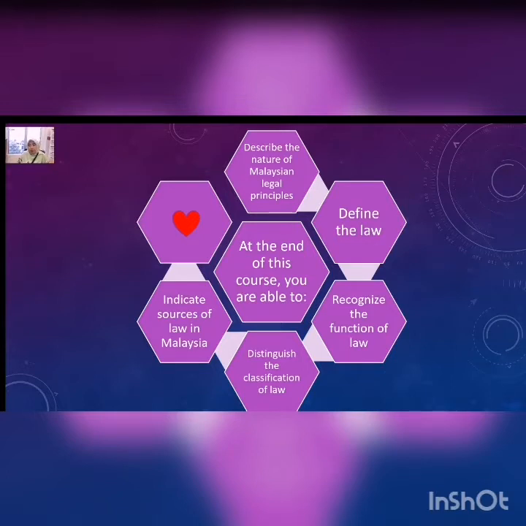The definition we can find in two places. One is the general definition, and another one is the definition under the Federal Constitution. Okay, and also you need to recognize the function of law, and you also need to distinguish the classification of law. There are several types of law which you have to explain, and you need to indicate the sources of law that is being used in Malaysia. So that is what you need to learn for this course. There are only five things that you need to know.